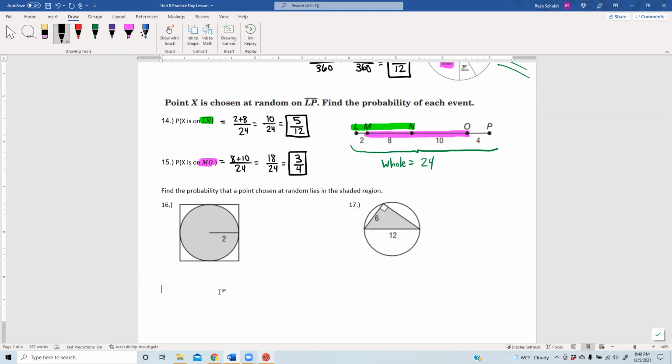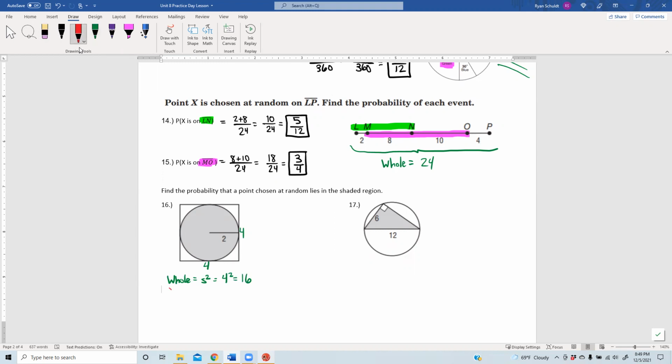Find the probability that a point chosen at random lies in the shaded region. So the whole thing is my outer shape. This 2 right here is our radius. So that means the whole side of the square is going to be 4. This is a 4 by 4 square. So the whole is a square. So S squared is our formula. It's going to be 4 squared, which is 16.